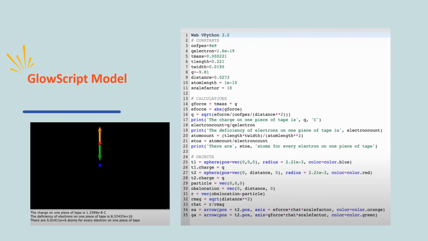After inserting all of the measurements and equations for the experiment, this GlowScript model was able to calculate and display the forces on the charged tape. The model also calculated the charge on the tape, the number of electrons lost, and the ratio of atoms to electrons lost. Again, this model is assuming that the tapes act as point charges. So the model is on the left and the GlowScript code is on the right.